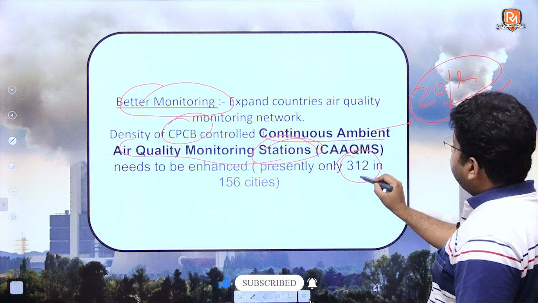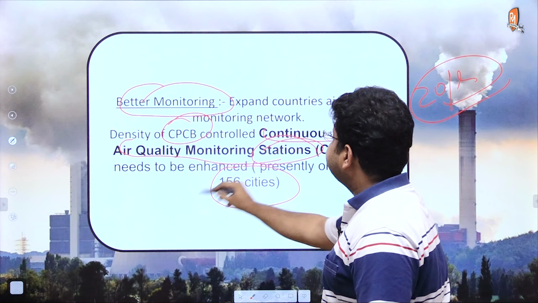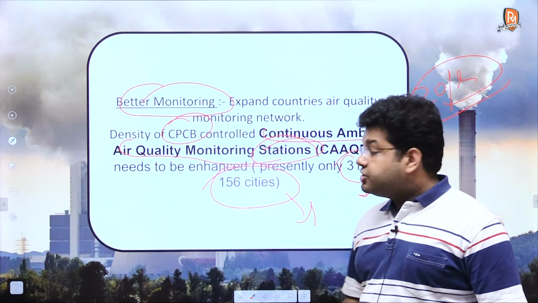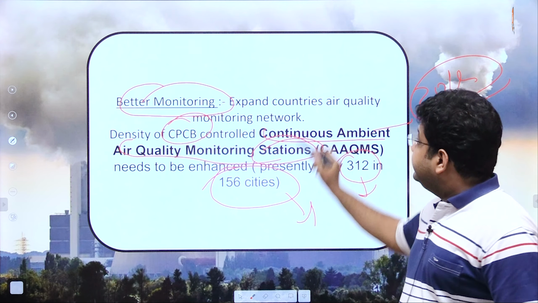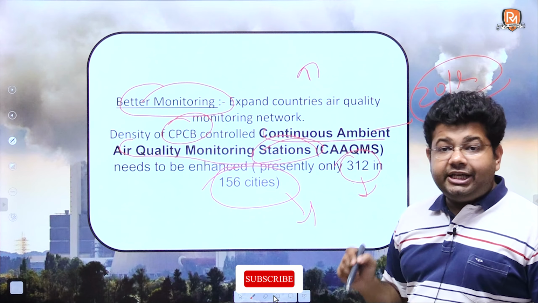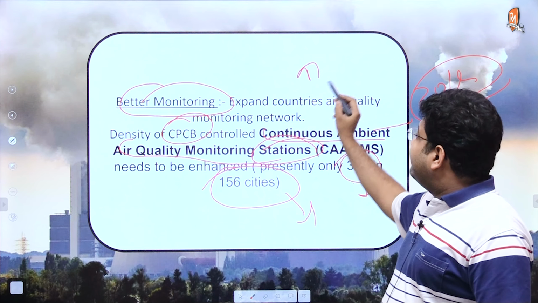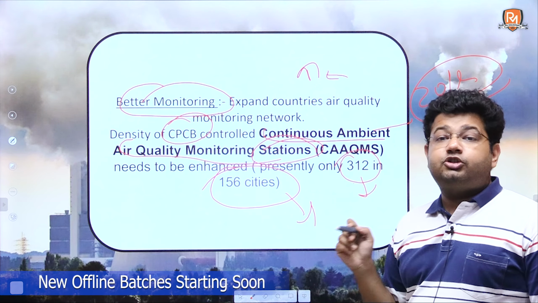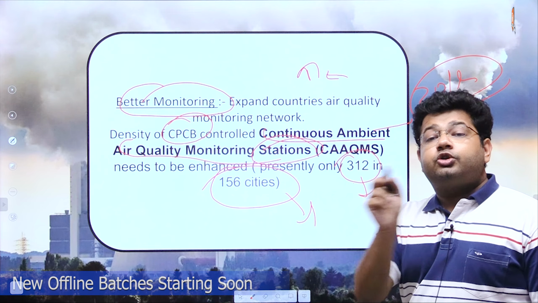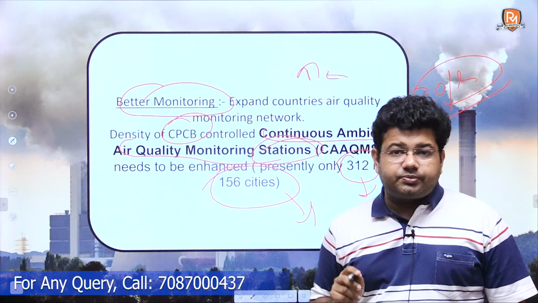Today there are about 312 such monitors in 156 cities. So you just see the number of cities having these monitors, just 156. These cities need to be increased, and today there is availability of such cheaper monitoring stations also in the market. Government should take note of them and should use those stations to monitor this very problem of air quality throughout all the major cities of the country and major towns.